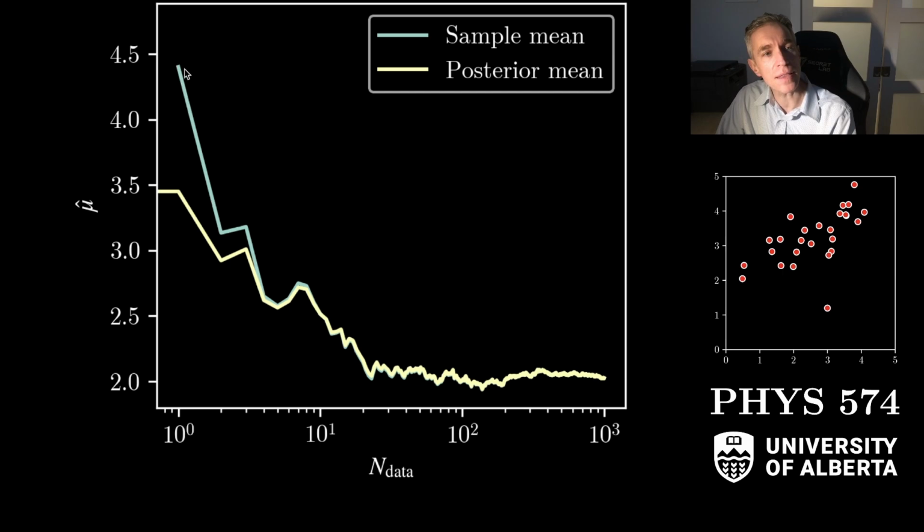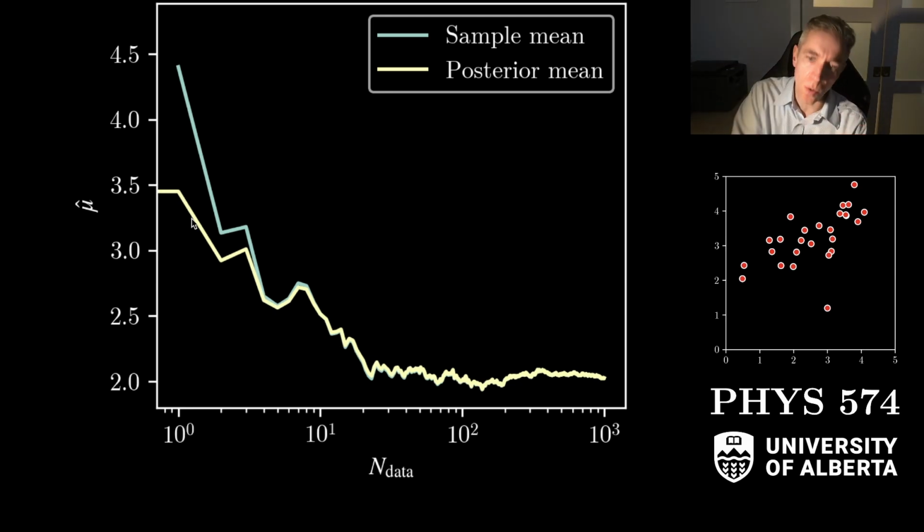And you'll see that the sample mean, which is just what you would get when you do the sum of x over n, and the posterior mean converge together as the number of data get large, though you start out with the result pulled toward the prior mean.